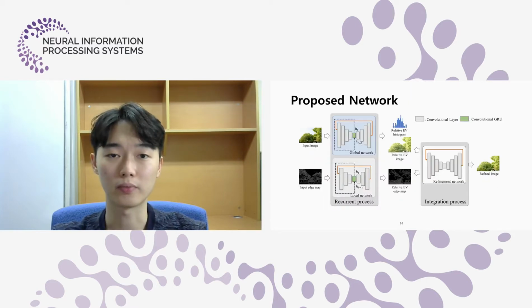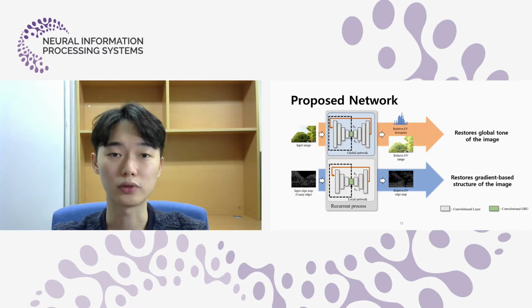For our proposed network, we have incorporated a two-pathway approach to mitigate the difficulties in the recursive exposure transfer task. We use a global network to predict and match the global tone of the target image, while a local network predicts the gradient-based local structure of the target image. We later fuse the two components using the refinement network.